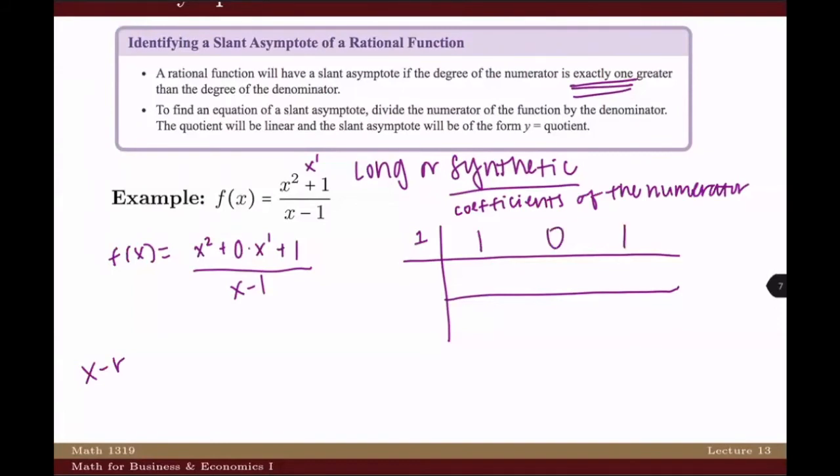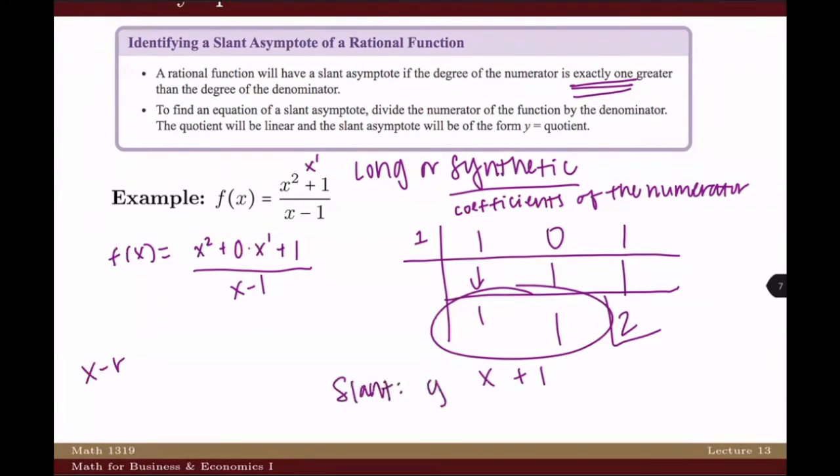Right? So then you bring down the 1, and then 1 times 1 is 1, 0 plus 1 is 1, 1 times 1 is 1, and then we end up with a 2, so it's not a factor, but we don't really care. All we're interested in is this bit. So this means x plus 1 is going to be our slant asymptote: y equals x plus 1.